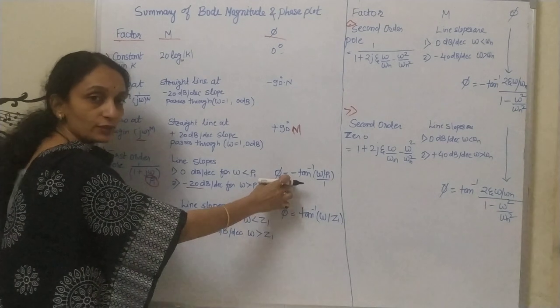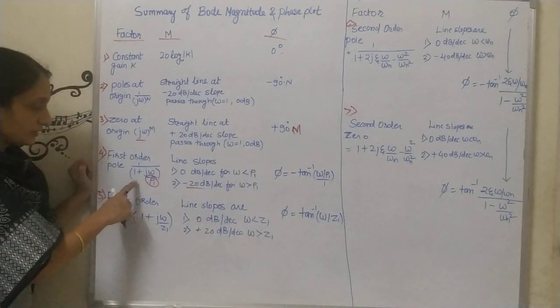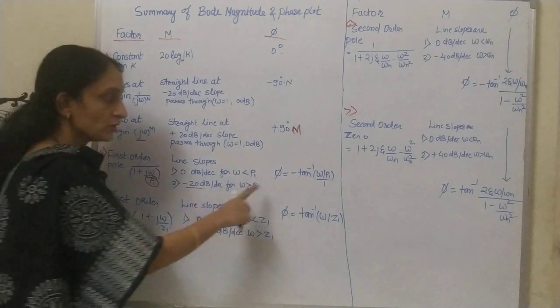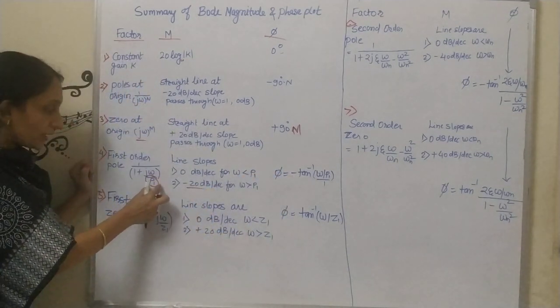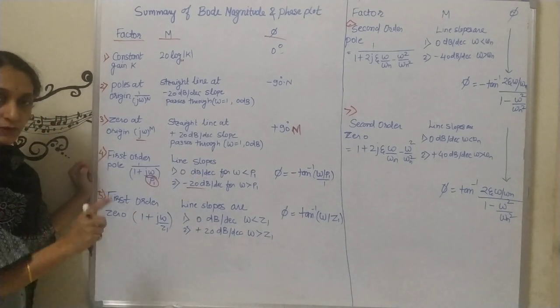So how will you calculate the angle? Look at this, this part is in the denominator, so the angle will always be negative. So minus tan inverse of B by A, that is, omega by P1 upon 1. This will be your angle.